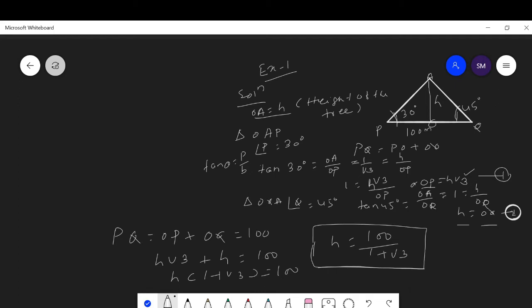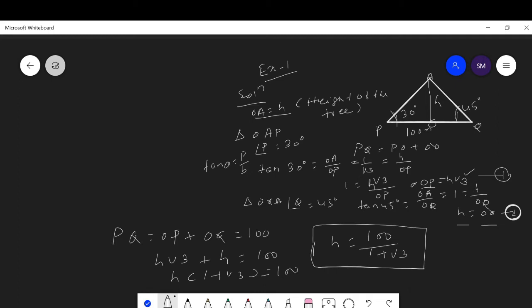Then let us consider the triangle OPA. Taking the tangent, tan 30 degrees is equal to OA upon OP. As you know, tan theta is equal to perpendicular upon base, OA upon OP. Here OA is the height of the tree. Let this be H. So H upon OP, and tan 30 degrees is equal to 1 upon root 3. By taking this we get that OP is equal to H root 3.